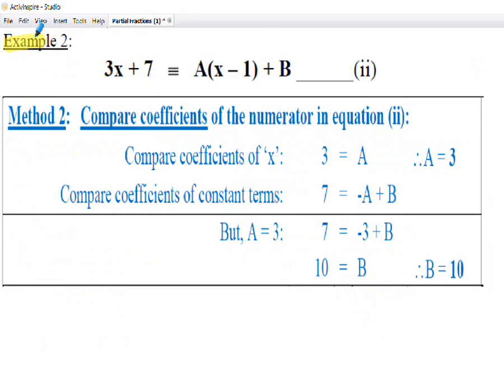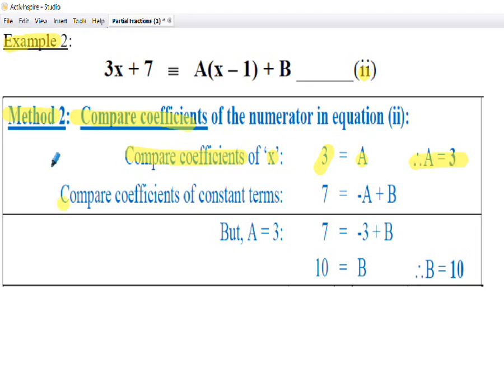Okay, continuing with example 2, I'm repeating equation 2 for convenience here. We're going to use method 2, which is the comparing coefficients. So in this case, I can generate two equations for the coefficients of the x terms and then the constants. So comparing coefficients of the x terms, on the left hand side the coefficient of the x is 3, I've got 3x, so the coefficient is 3, and on the right hand side the coefficient of the x terms, A times x, is A, so straight away A is equal to 3.